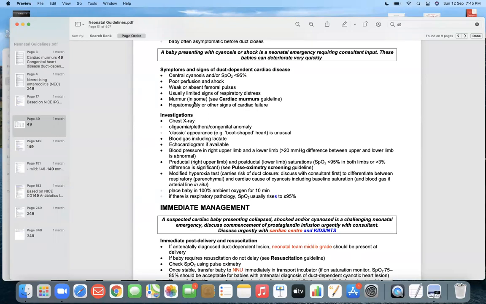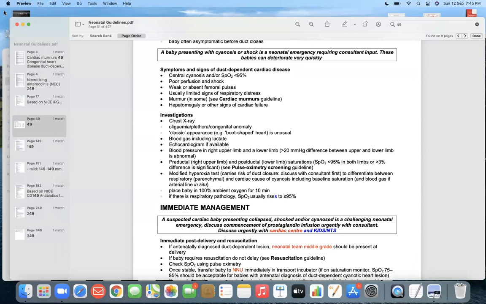Last time we had discussed how right-sided lesions will come with cyanosis and left-sided lesions will come with shock. I want to add something here. If it is a cyanotic newborn, first I should decide whether this is cyanosis due to an underlying respiratory problem or congenital heart disease. So there is a test called the hyperoxia test. We discussed this test last time. Very important.